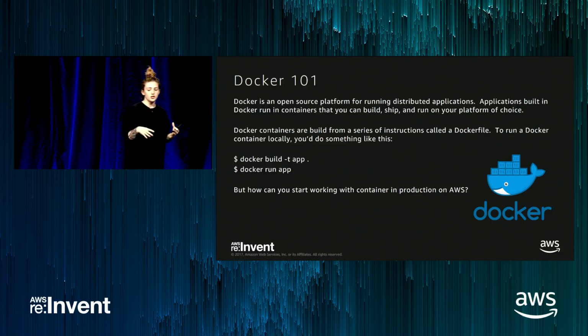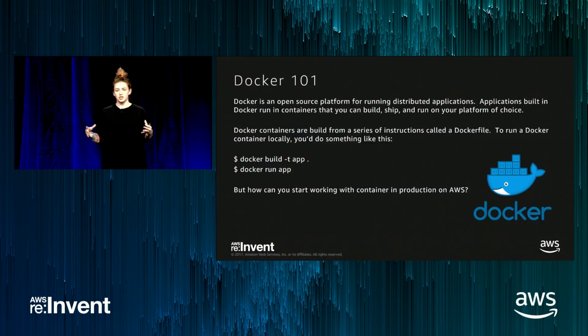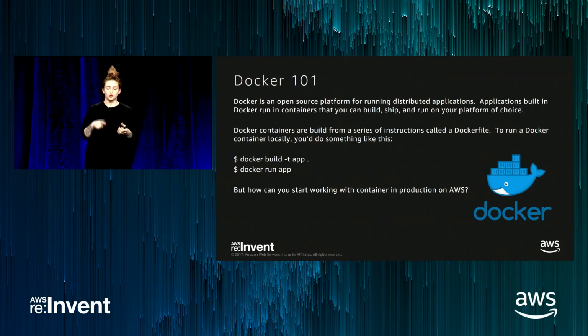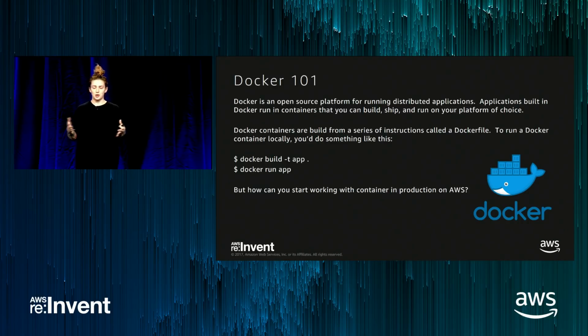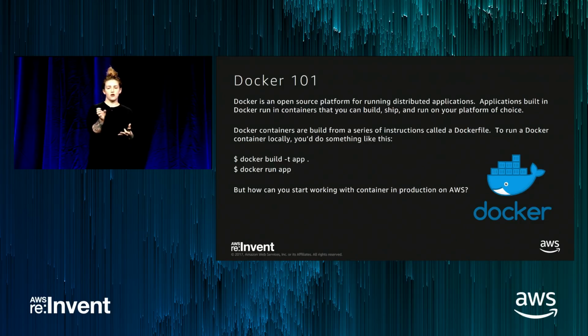Docker containers are built from a series of instructions called a Dockerfile. To run a Docker container locally, we could follow some commands, right? Docker build app, and then Docker run app. And that's a really simplified version. Basically, the Dockerfile is a series of instructions, and it follows something like instruction argument. So build or add X, copy X. Very similar format. It's the instruction and then what you're going to do.